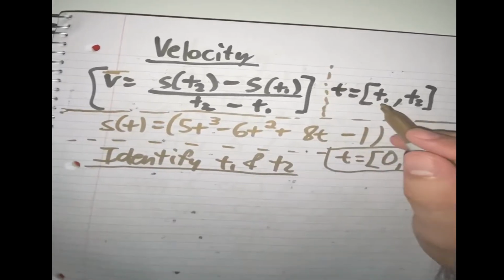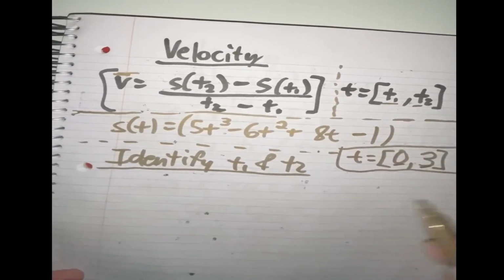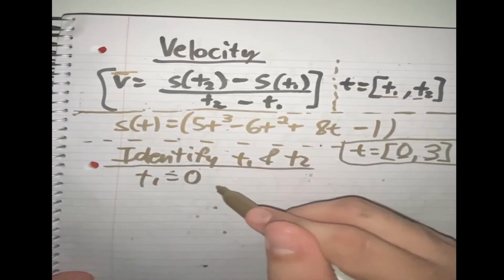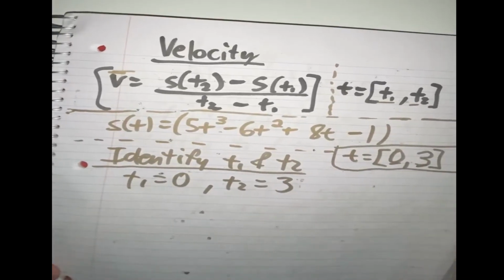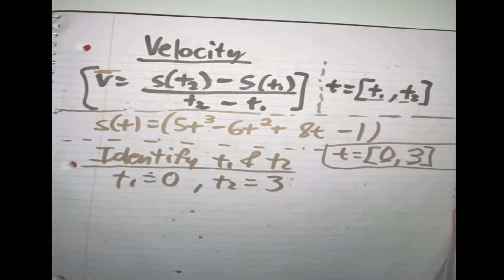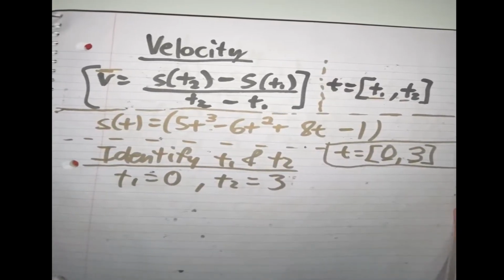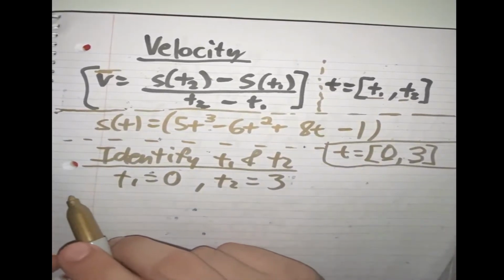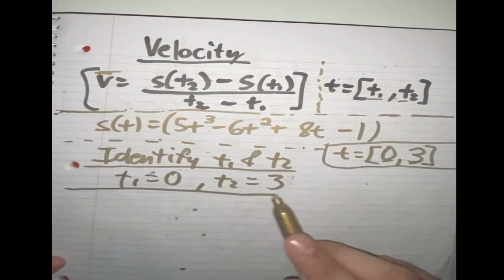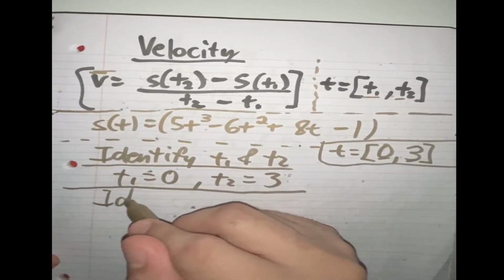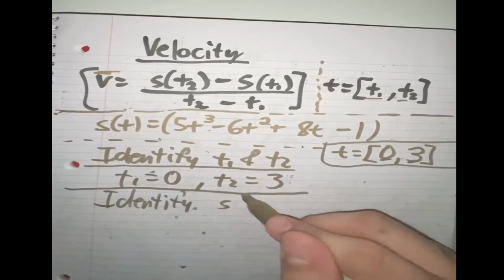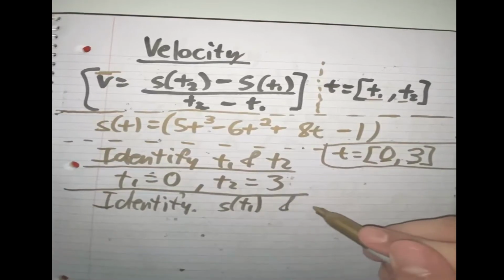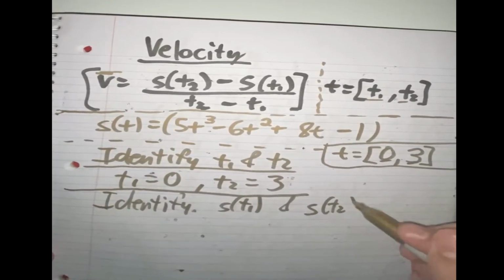So how do we do that? We look at these intervals and we see our t1 and t2. t1 is equal to 0 and t2 is equal to 3. Now the next step is to identify s of t1 and s of t2.